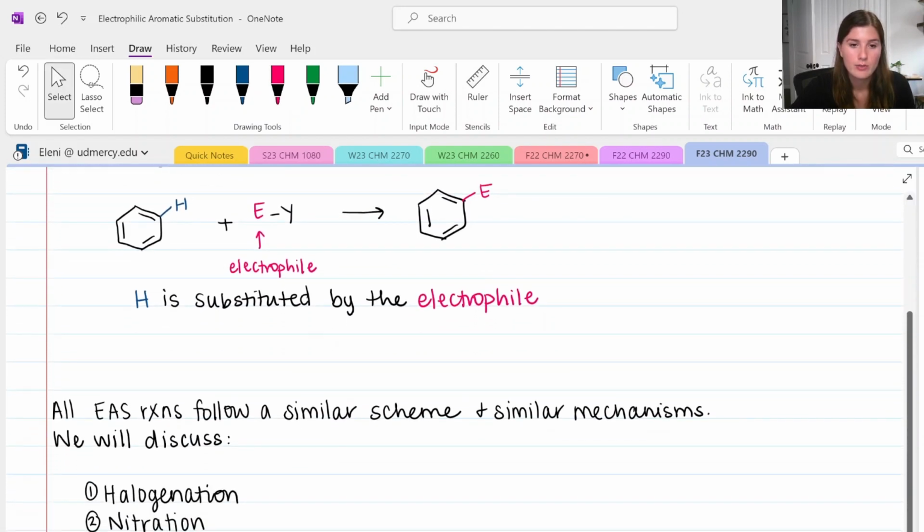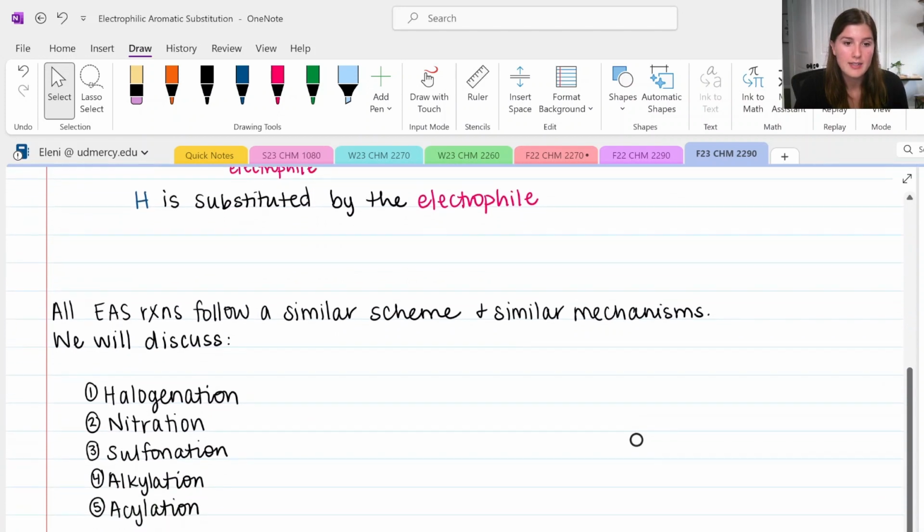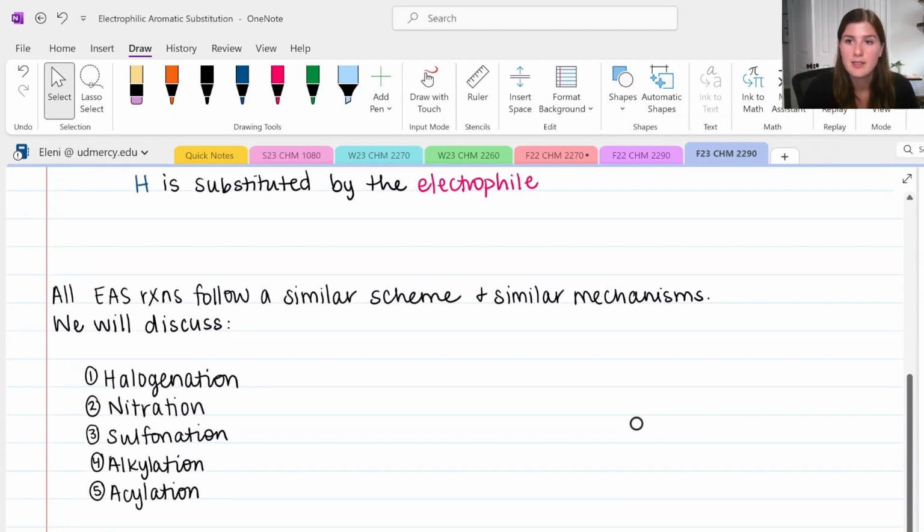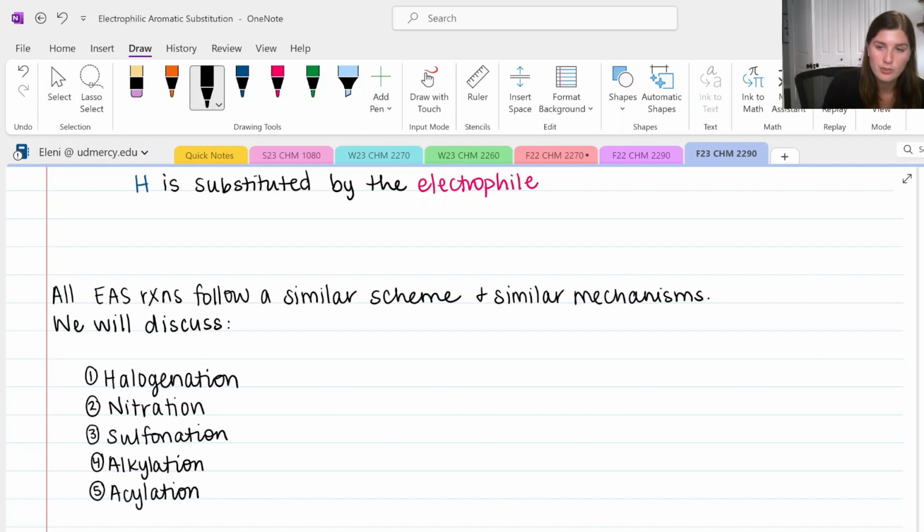I have a few notes down here. So all electrophilic aromatic substitution reactions follow a similar scheme, and they have similar mechanisms, but there are differences which we'll discuss. And we are going to discuss 5 different types of EAS reaction, electrophilic aromatic substitution reactions.